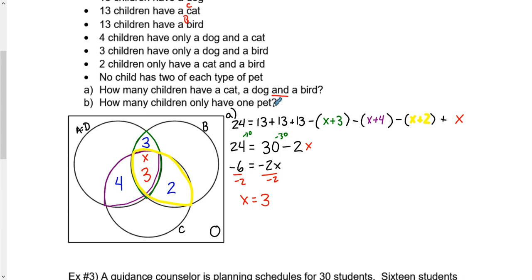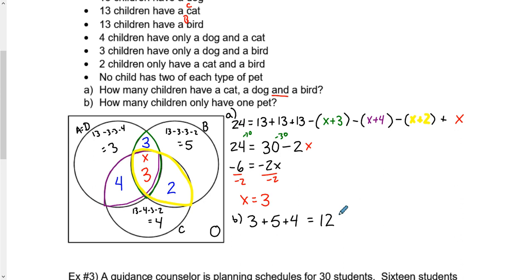How many children have only one pet? Well, we're going to just have to go a little bit fancy with it. 13 subtract 3, subtract 3, subtract 4 is 3. So there's 3 kids that only have a dog. If we apply the same thing here, subtract 3, subtract 3, subtract 2, 5. So there are 5 kids that just have bird. And 13 subtract 4, subtract 3, subtract 2 is 4. So 4 only have a cat.